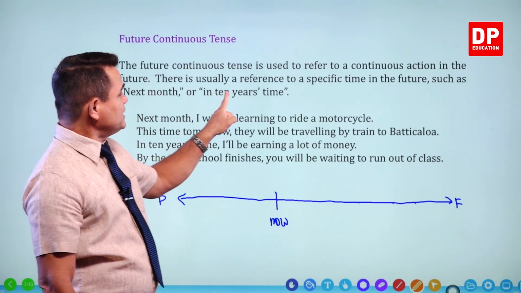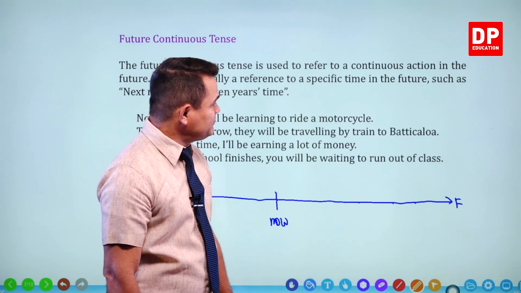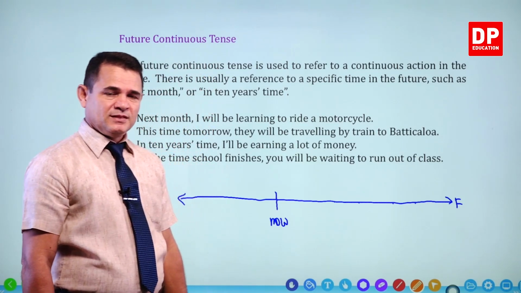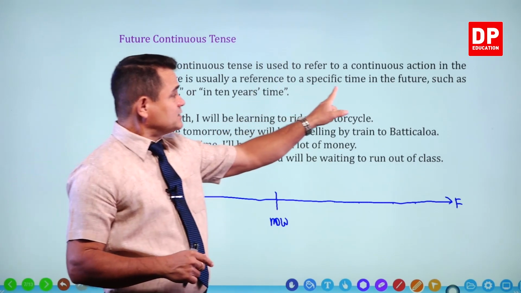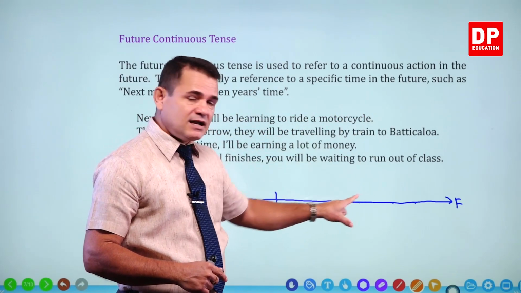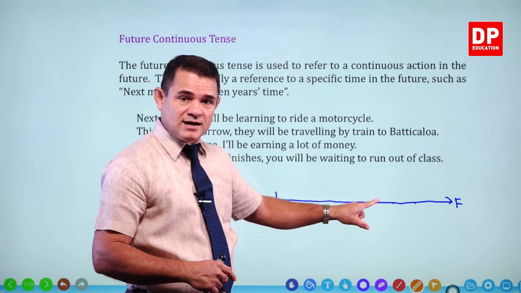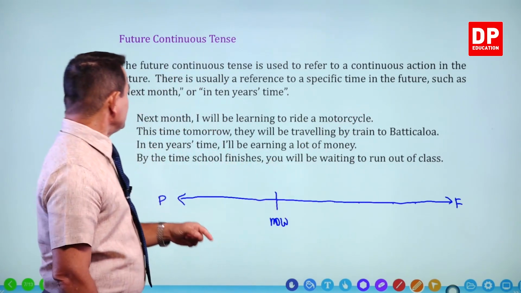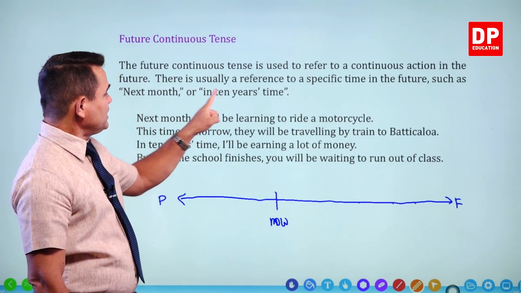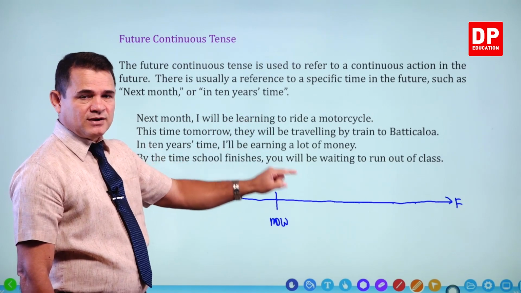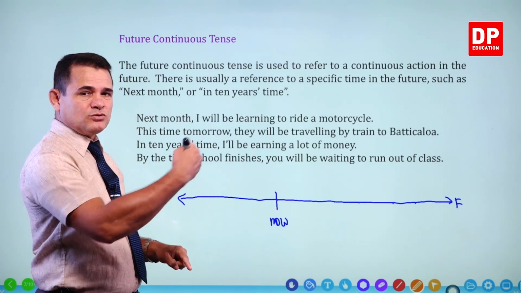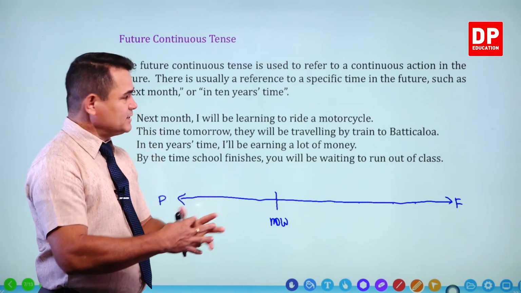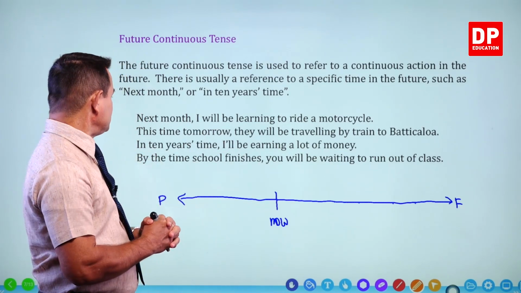There is usually a reference to a specific time in the future. Future continuous usually talks about a specific time period in the future, such as next month, in 10 years time, and so on. Now let's look at the examples.